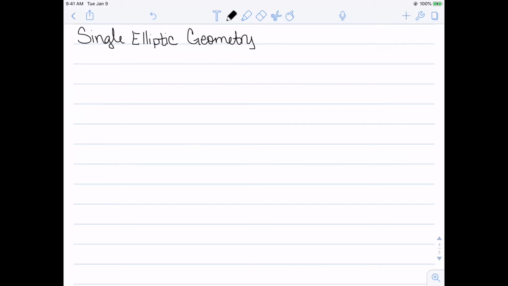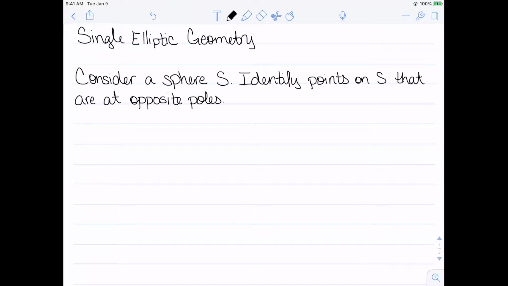So far, we've been dealing with Euclidean geometry, which is flat geometry. It's the geometry we learned in middle and high school. And spherical geometry, geometry on a sphere. I'm now going to define another geometry called single elliptic geometry. And for this, we are going to start with a sphere. So let's consider a sphere, S. And we're going to identify points on S that are at opposite poles. So the idea being that if I have two points that are polar opposite, I'm going to consider those to be the exact same point.